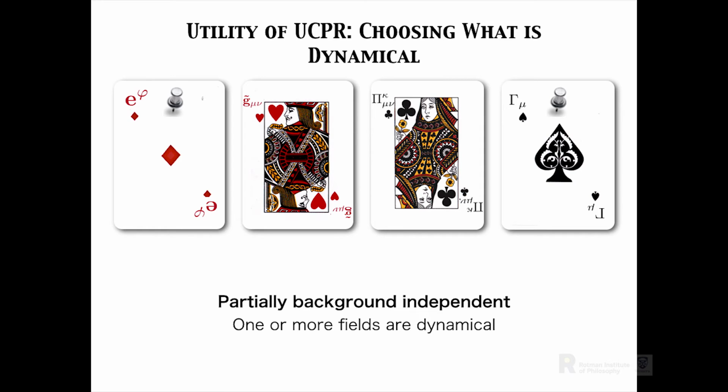You get partially background independent theories. You can decide to fix some but not the others. You're free to do whatever you'd like. And then if you want to fix all of them, then you have a background dependent theory.